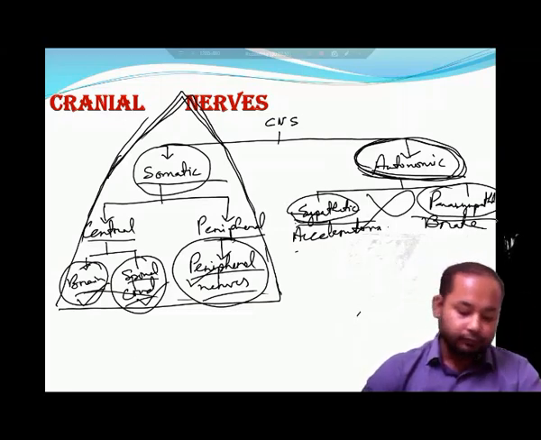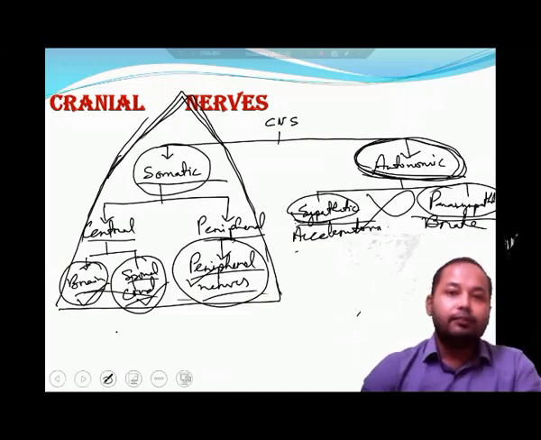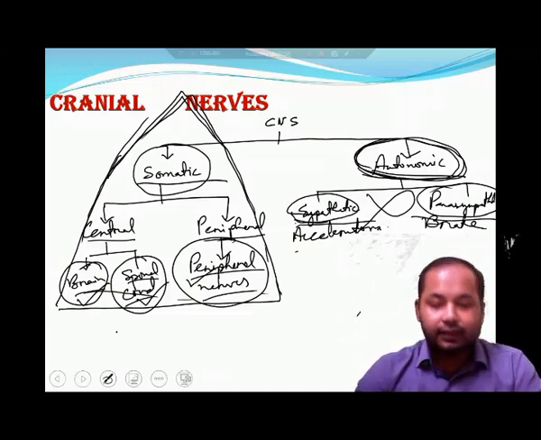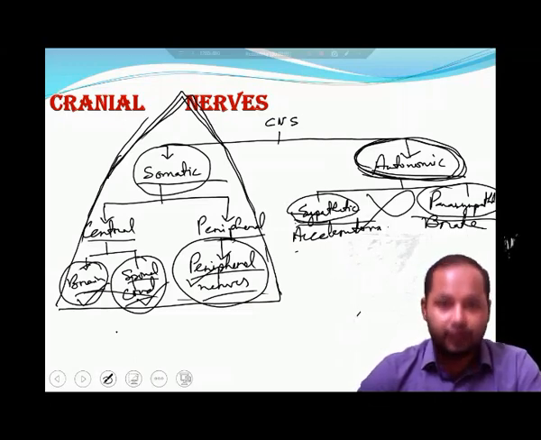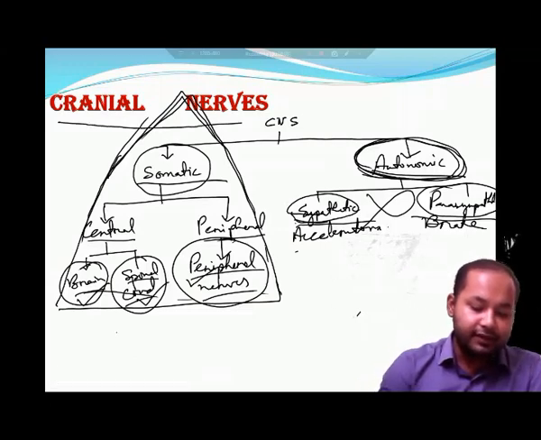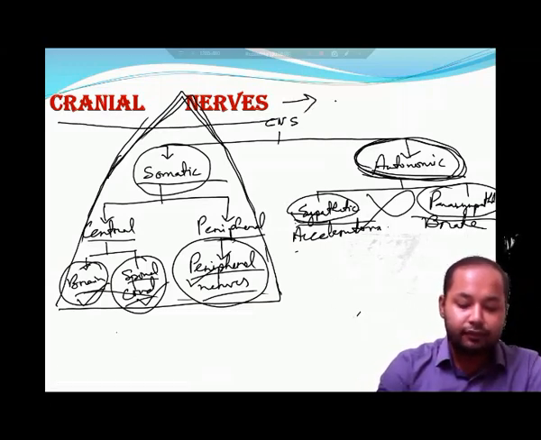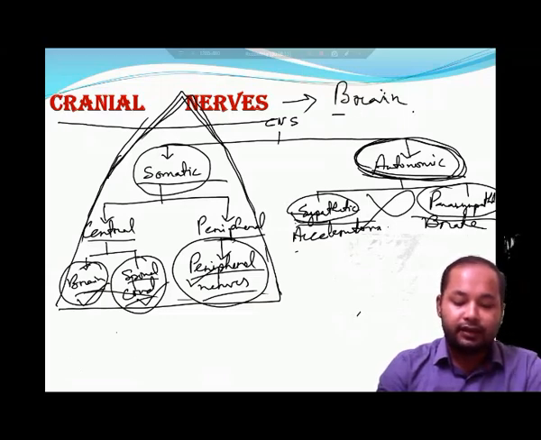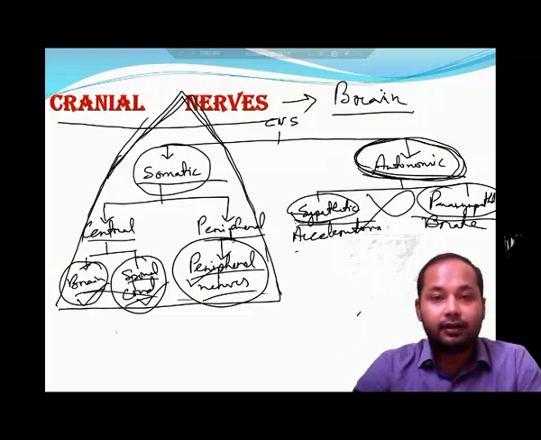Okay. So moving on. Before moving on, I must tell you that everything in anatomy, when we go through, first I give an introduction. So this is the basic introduction, that the cranial nerves, these are the nerves which are coming out from the brain. Okay. So brain, there are certain nerves which are directly coming out from the brain.